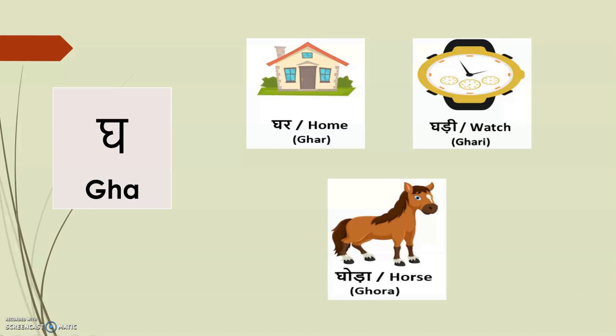Now let's go to the third picture. We can see a horse, which is called Ghoda in Hindi. So in the first picture, we can see a home, which is Ghar. In the second picture, we can see a watch, which is Ghadi. And in the third picture, we can see a horse, which is Ghoda. So all these three objects begin with the letter G.